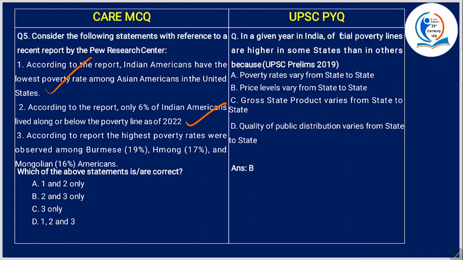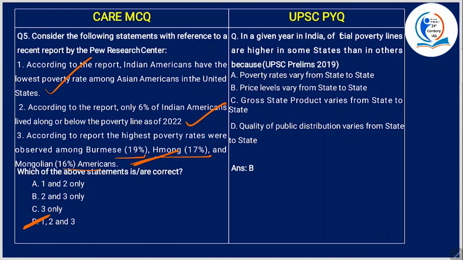We've just seen. According to the report, the highest poverty rates were observed among Burmese, that is 19%, Hmong 17%, and Mongolian 16%. Right, so this is also correct. Which of the above statements are correct? All the three statements are right.